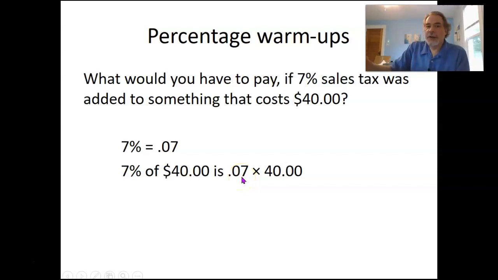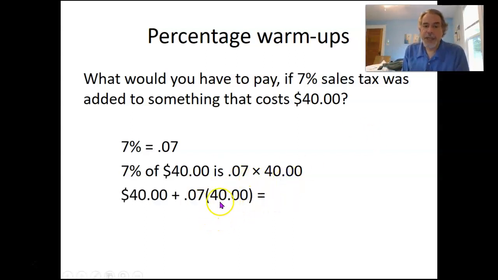So we're adding on not just 0.07, that would be adding on 7 cents, but we're adding on 7% of the $40. So 0.07 times 40 is the amount of the sales tax, and that got added on to the original price. So $40 plus 0.07 times $40 comes out to $42.80.